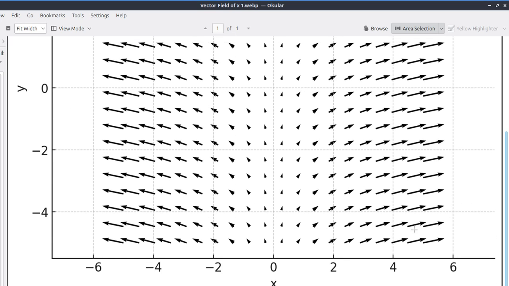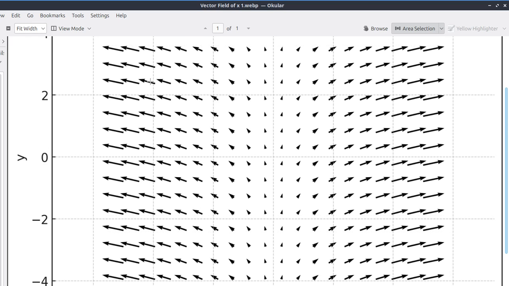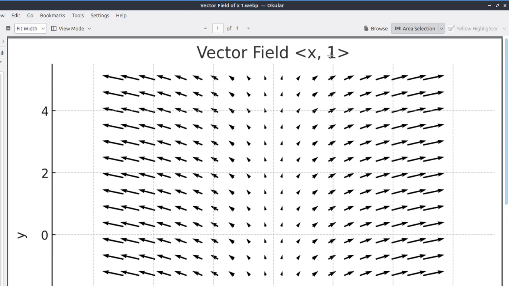The further out to the right you go, the longer x gets. But the further up you go, it doesn't make a difference because y is fixed at 1. Alright?